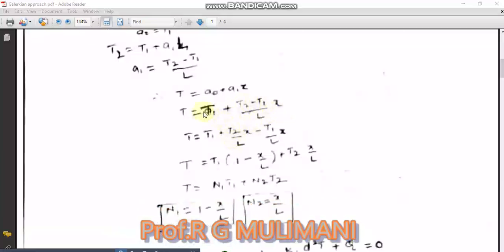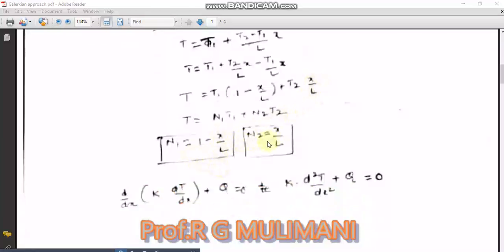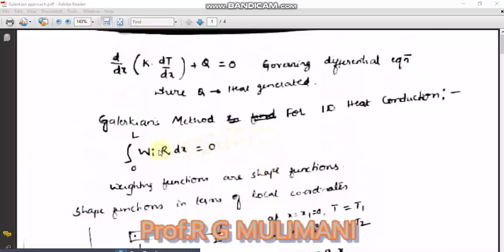Simplifying this, the coefficient of T1 is 1 minus x by L, and the coefficient of T2 is x by L. We know that temperature at any point can be defined using the shape functions and the nodal temperatures, N1 T1 plus N2 T2. So the coefficient of T1 is considered as shape function N1, and the coefficient of T2 is considered as N2, that is x by L. So these are the shape functions in terms of local coordinates. Now, by the Galerkin method we are finding the solution.